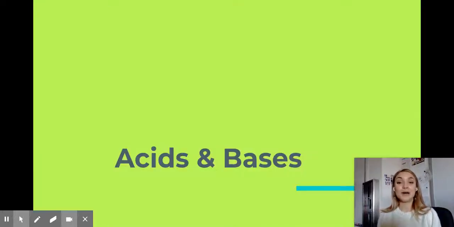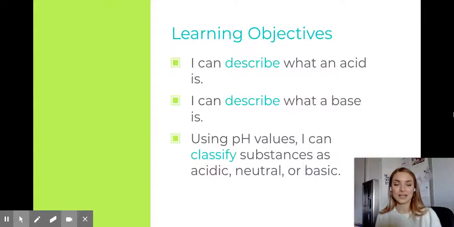Today, we're going to be talking about acids and bases. And our learning objectives are: I can describe what an acid is, I can describe what a base is, and using pH values, I can classify substances as acidic, neutral, or basic.